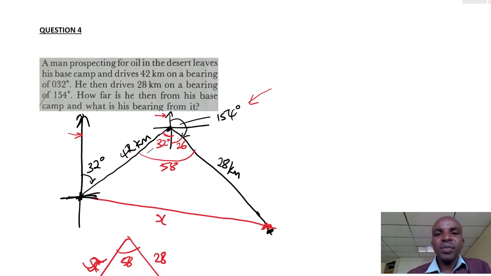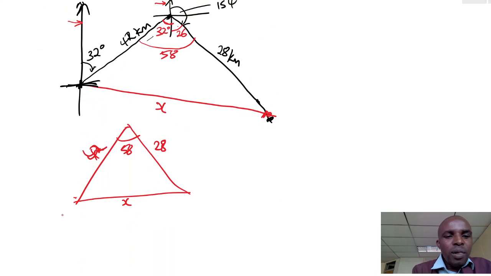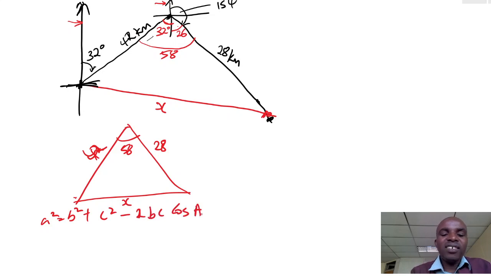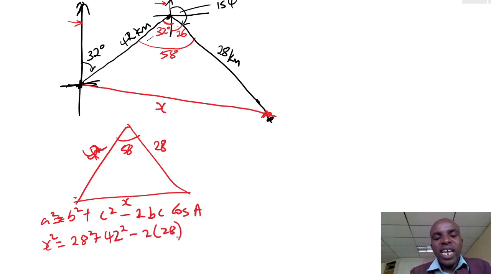I can use cosine. So applying the cosine rule, a squared is equal to b squared plus c squared minus 2bc cos A. Please take note of this formula. Even if the sides are not labeled like this, the formula still applies, because it's the universal formula. My a is the side opposite the given angle, that is x. So x squared is equal to 28 squared plus 42 squared minus 2 times 28 times 42, then cos 58.